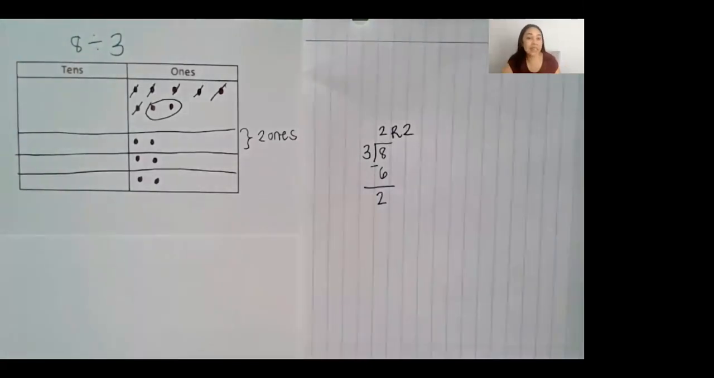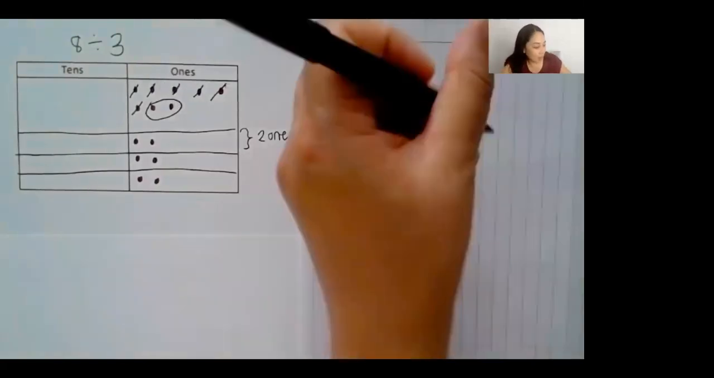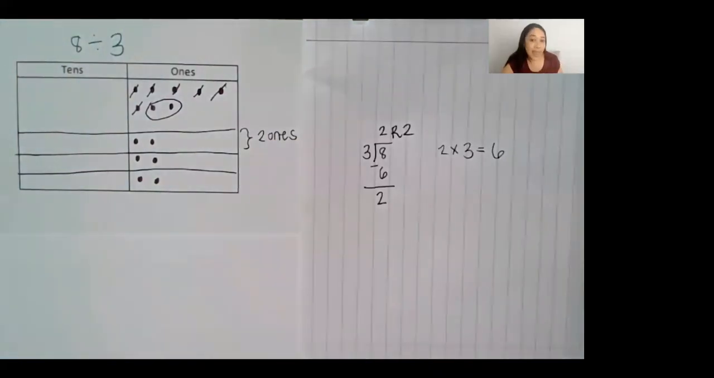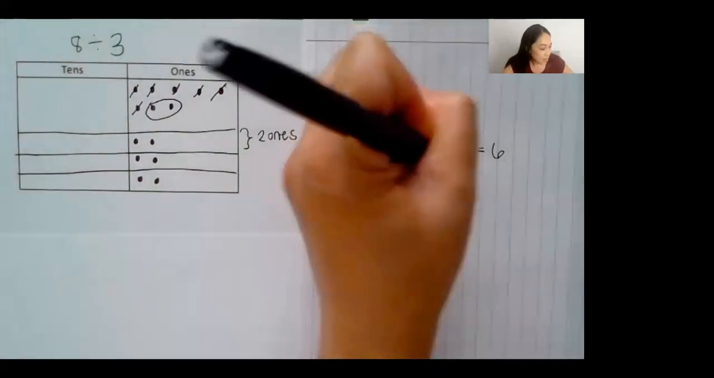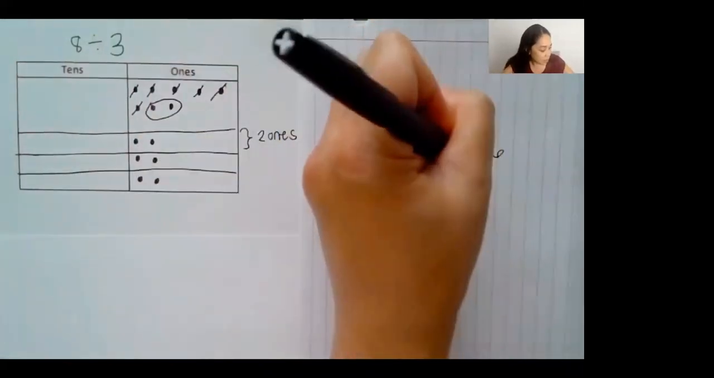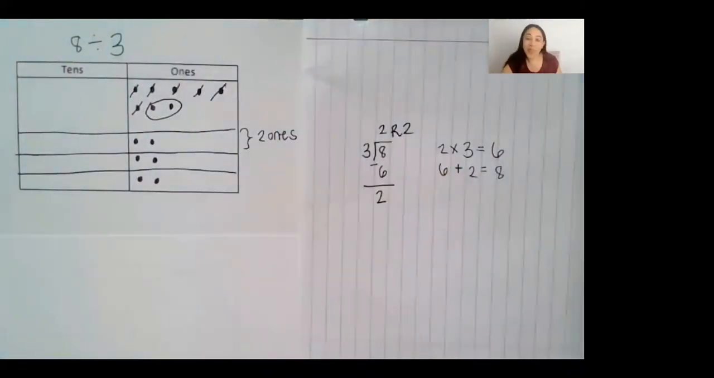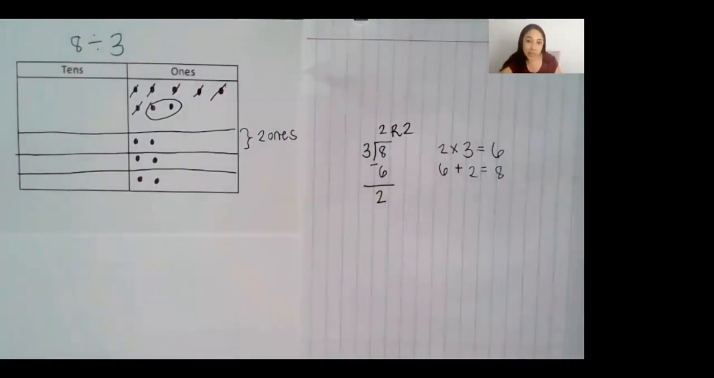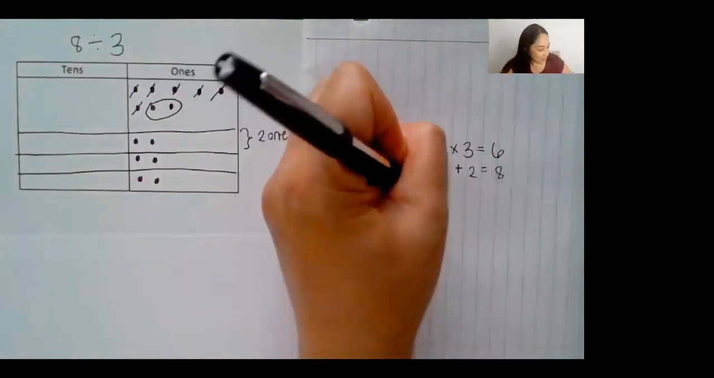How can we use multiplication and addition to check to see if our quotient and remainder in division is correct? We can multiply the quotient 2 times the divisor. And that equals 6. Then we can add the remainder. 6 plus 2 equals 8, which is the whole. Now here, we've checked by multiplying and then adding, and we wrote it as 2 separate equations. Another way that we can write it is as one equation, like this.